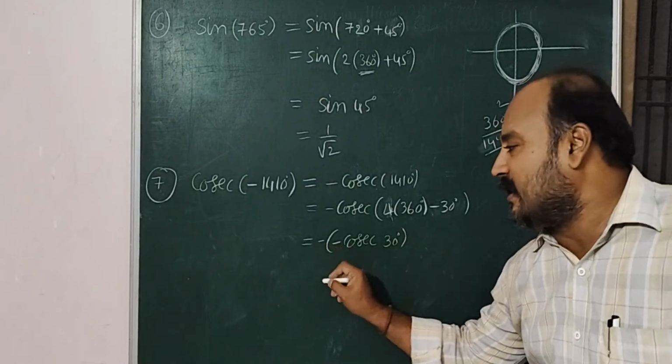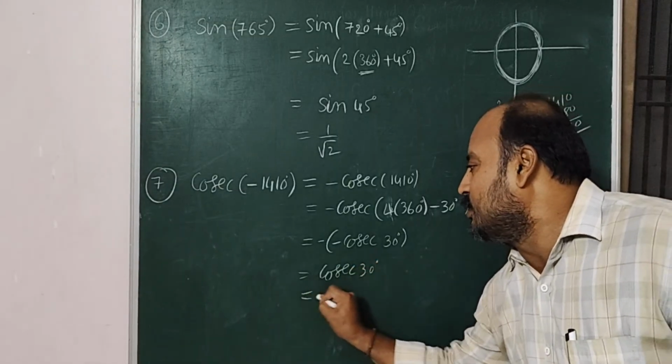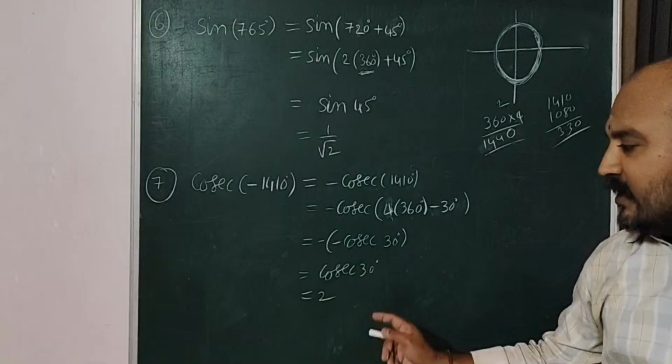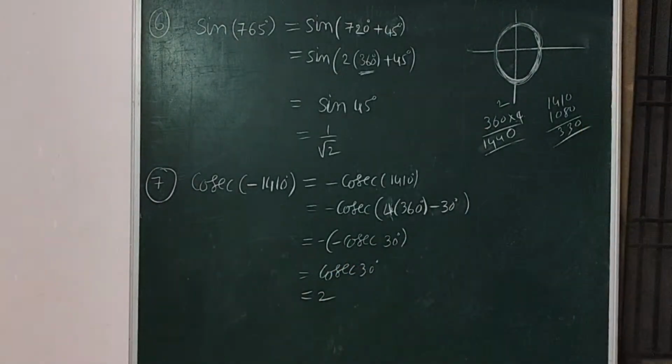Minus into minus is plus. Cosecant 30 degrees equals 2. Sin 30 is 1 by 2. Cosecant 30 is 1 by 1 by 2, it is 2. Okay, dear students, I hope you understand. We'll move on to another question.